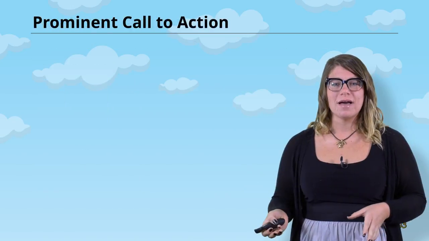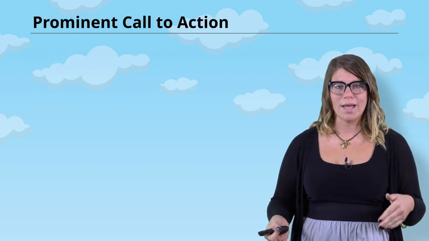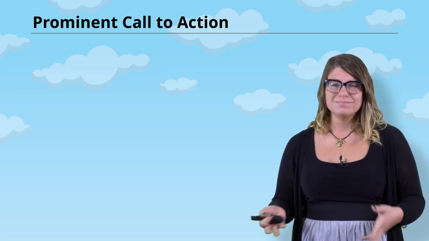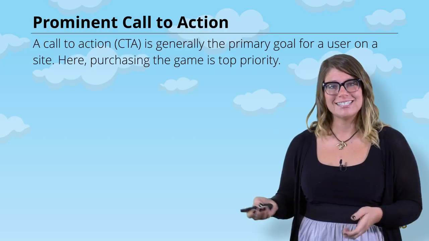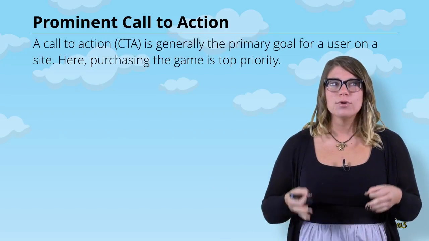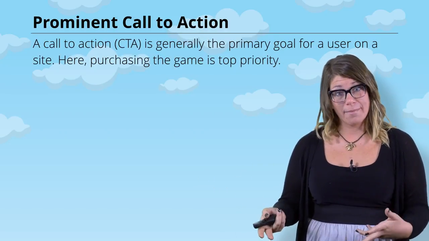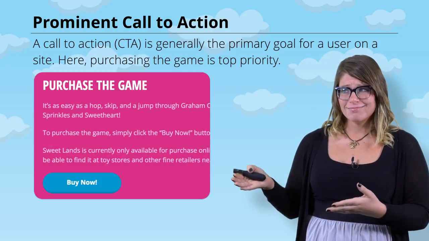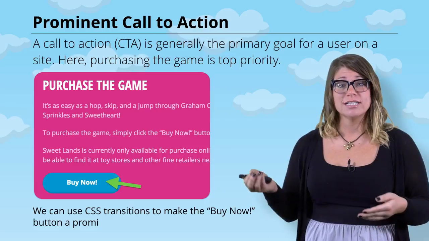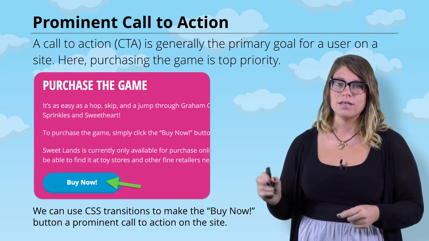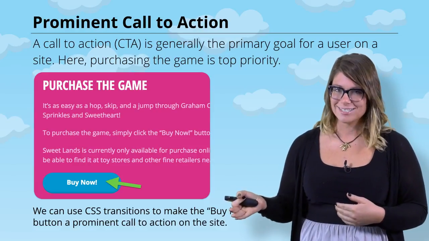We just talked about all the things we have available on the web to guide users, but guide them to what? Well, a primary call to action, or CTA, is the primary goal for a user on a web app. And for our site, this would be to purchase the Sweetlands game. So we're going to use CSS transitions to make this Buy Now button more of a prominent call to action.